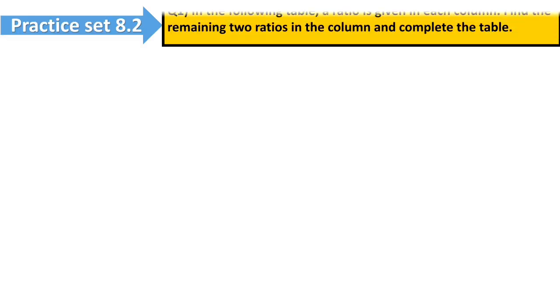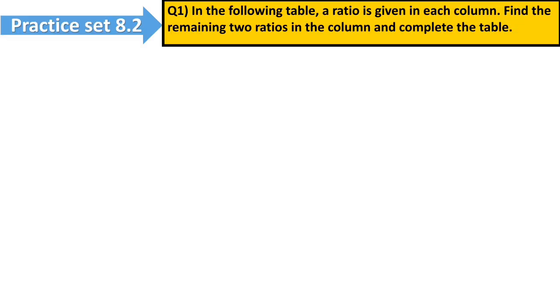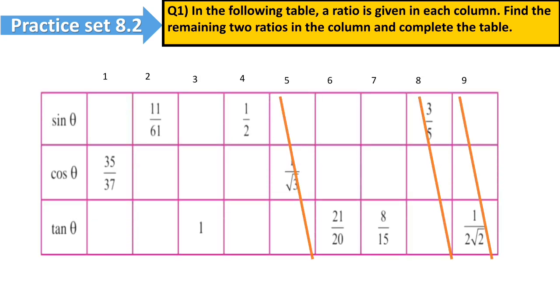Now, let's start practice set number 8.2, question number 1. In the following table, a ratio is given in each column. Find the remaining 2 ratios in the column and complete the table. The table is given in your textbook. In this table, questions number 5, 8 and 9 are omitted by the board. So here we will solve the first question.